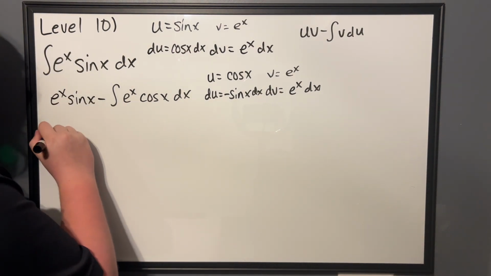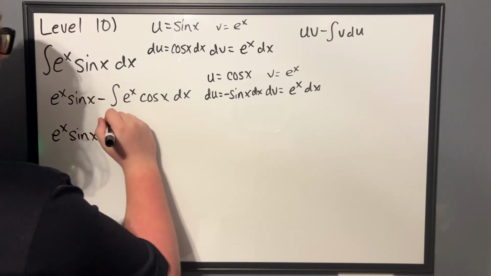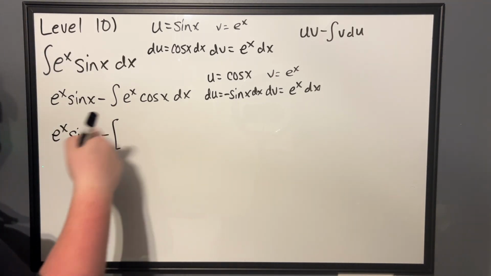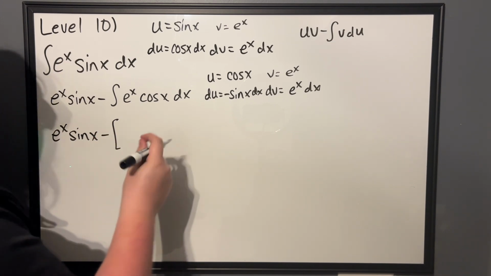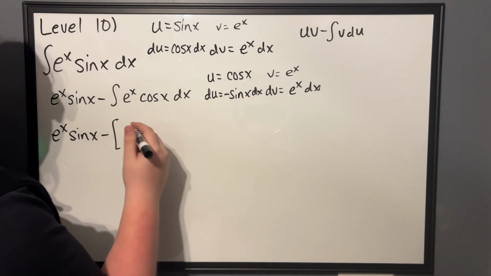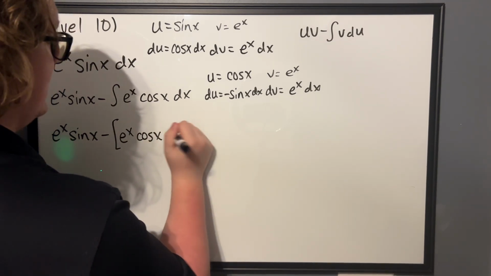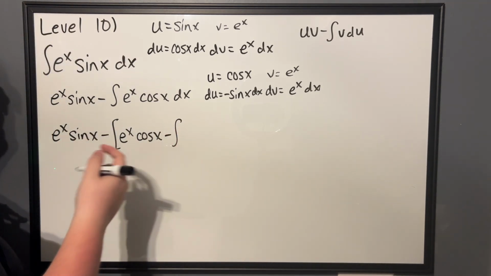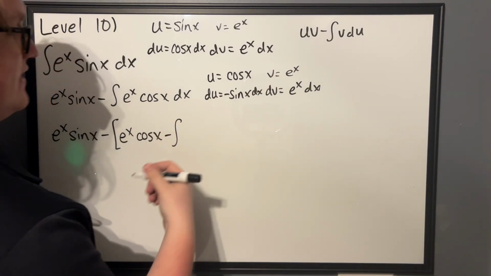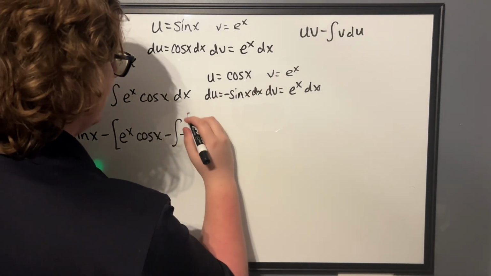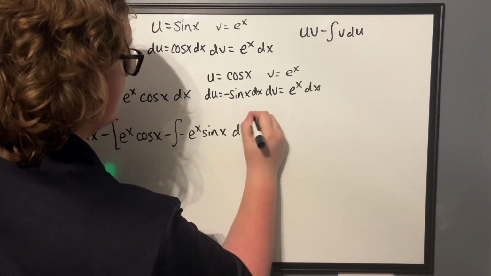So we're going to have e to the x sine x minus. Now, this integral in here all turns into another integration by parts. So we need to put this bracket so that we can distinguish it. So we're going to have a minus uv, which is e to the x cosine x, minus the integral of v du, which is going to be e to the x times negative sine x dx. Is going to be a minus e to the x sine x dx.